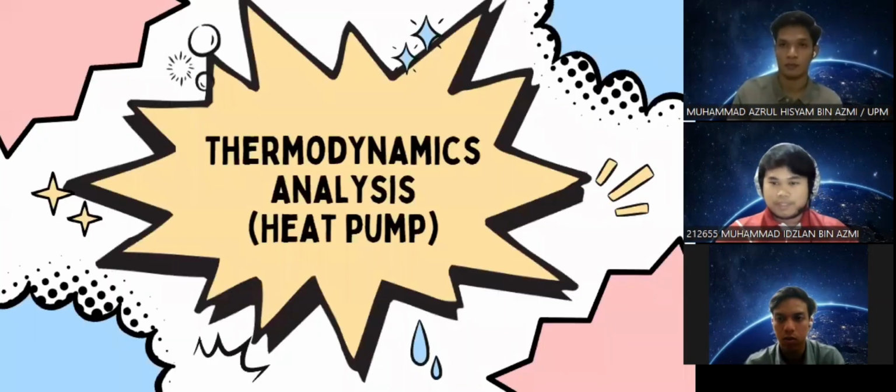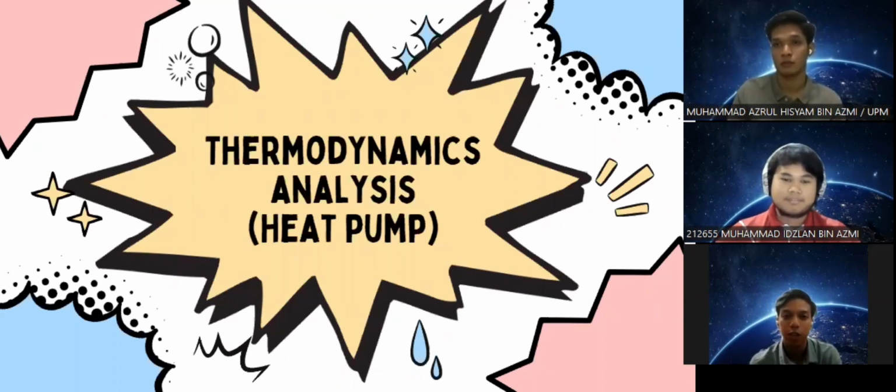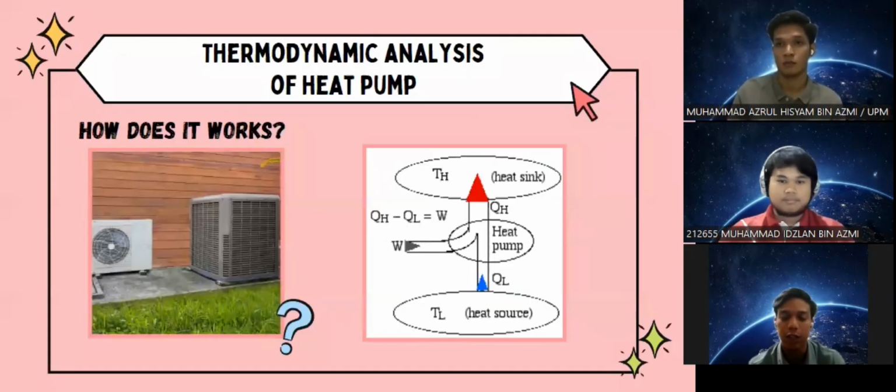So, continue with Danish. Okay, now let's take a look at the thermodynamic analysis of heat pumps. To analyze heat pumps, we will look at four things: the coefficient of performance (COP), the Carnot cycle, the refrigeration cycle, and entropy.